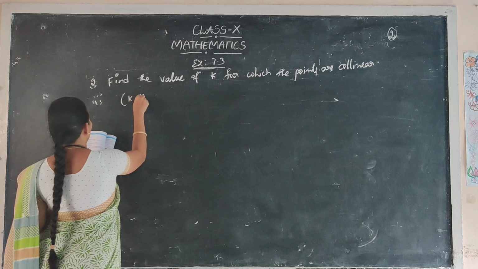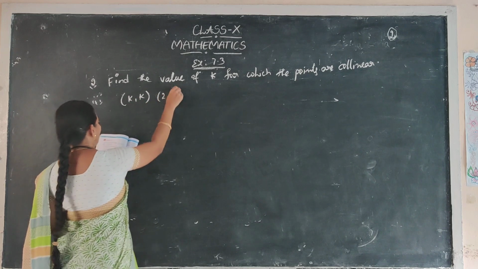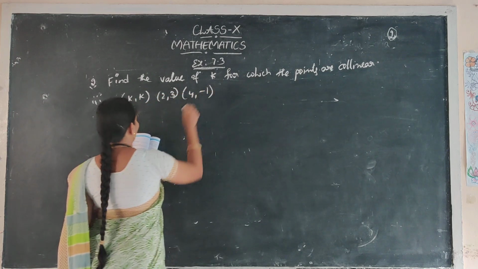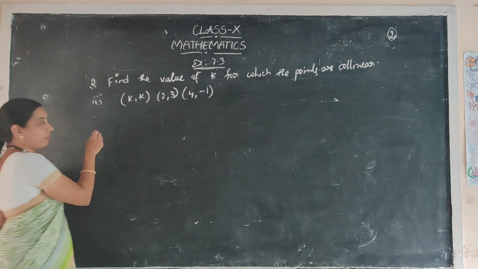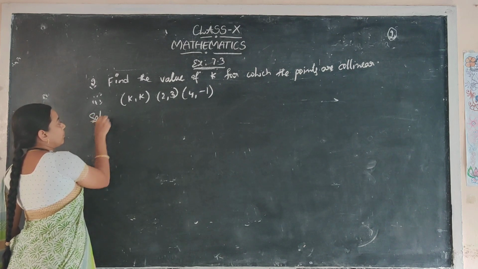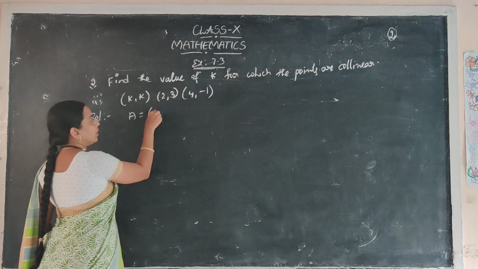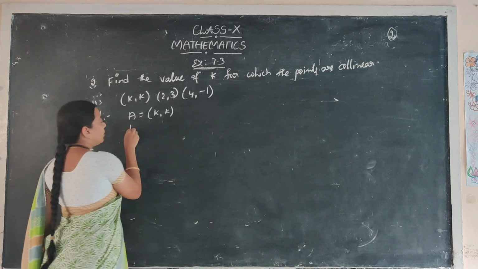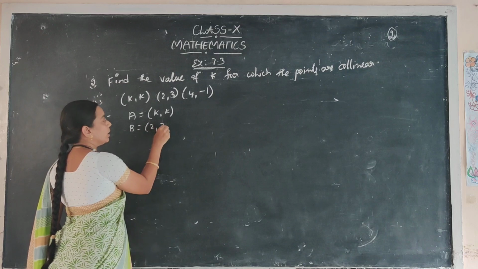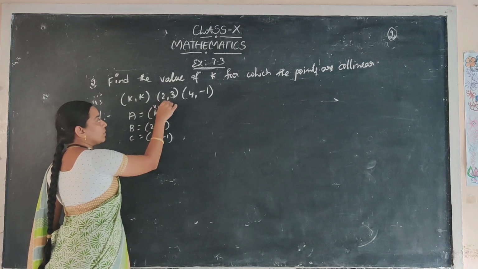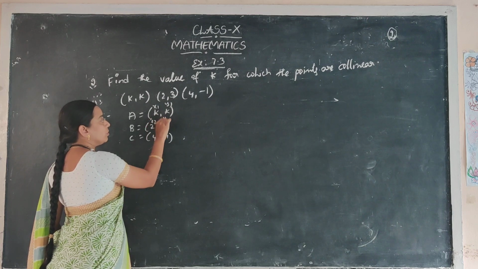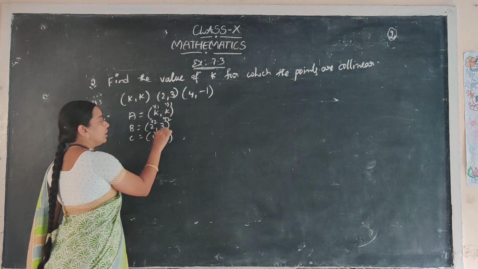Next question: A is k comma k, B is 2 comma 3, and C is 4 comma minus 1. In the middle there is one more sum, the second sum. Take that sum as homework, the second sum. So A value k comma k, B 2 comma 3 and C 4 comma minus 1. This is x1 y1, x2 y2, x3 y3.